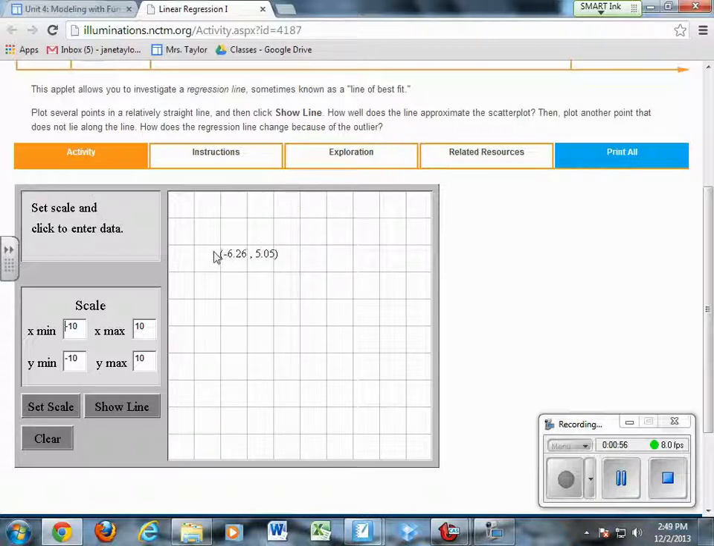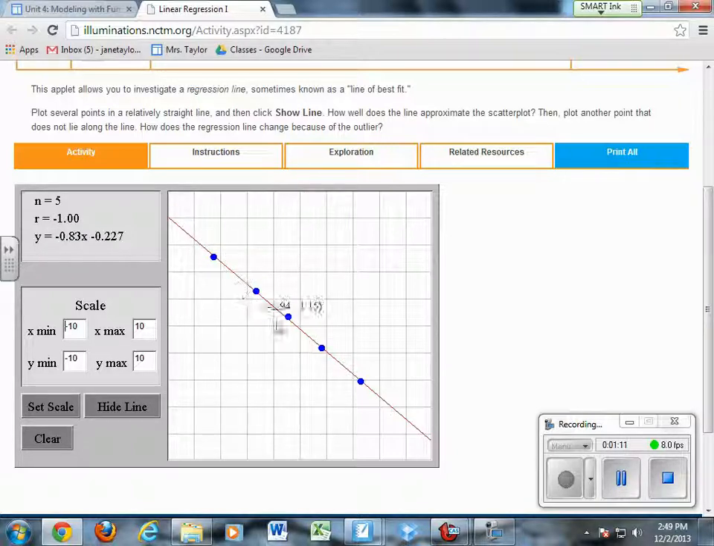Now, if the line is negative, I want to make that a little more perfect. If the points are going in a negative direction, then the R is -1. So R doesn't tell us slope, it just tells me how closely the points fit the line and which direction the line is going. So it tells the strength and direction of a linear relationship between two variables.